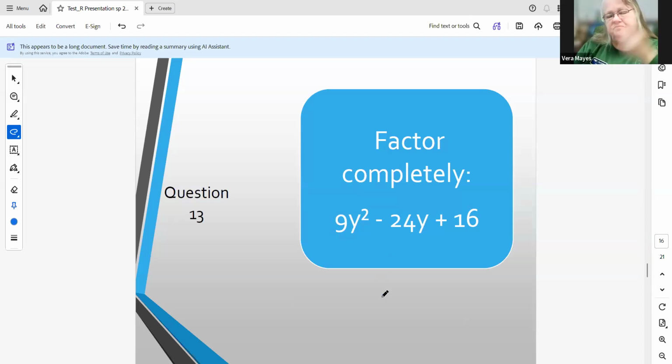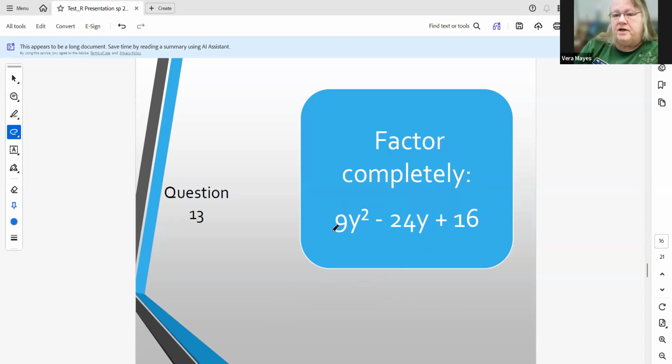All right, so this one, always start, is there a GCF? 9 has 3 and 9. 3 will go into here, but 3 doesn't go into here. This has a y, this has a y, and this one doesn't have a y, so it looks like no common terms.